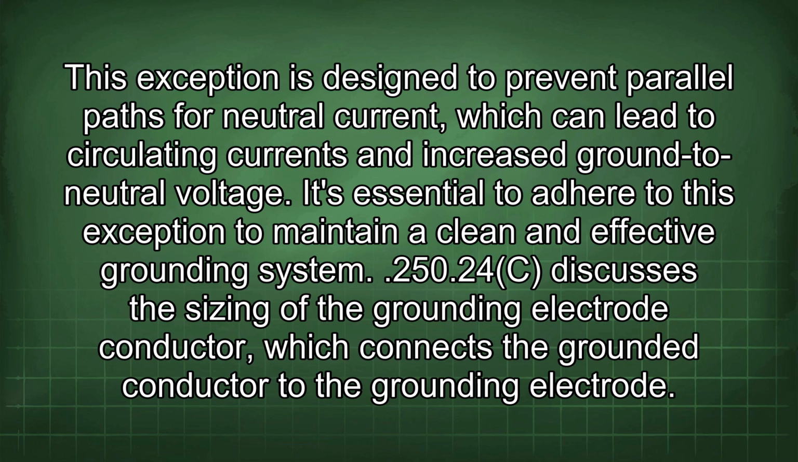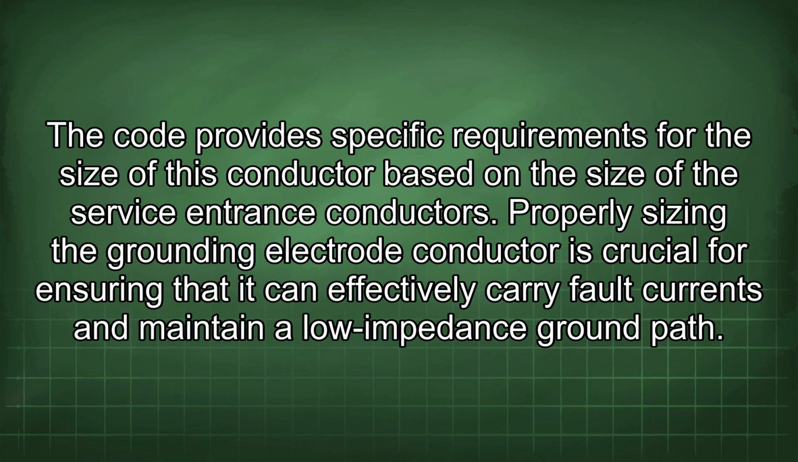250.24(C) discusses the sizing of the grounding electrode conductor, which connects the grounded conductor to the grounding electrode. The code provides specific requirements for the size of this conductor based on the size of the service entrance conductors. Properly sizing the grounding electrode conductor is crucial for ensuring that it can effectively carry fault currents and maintain a low impedance ground path.